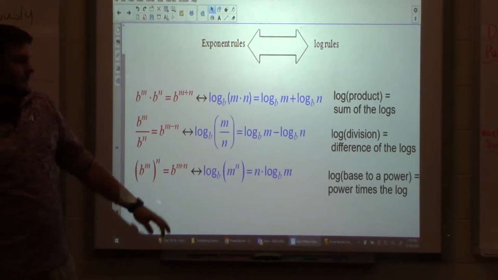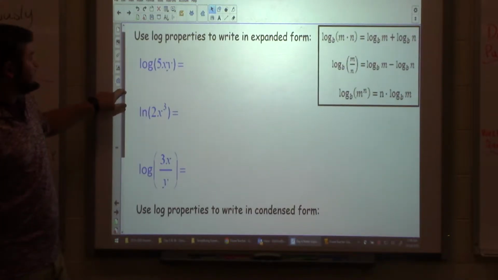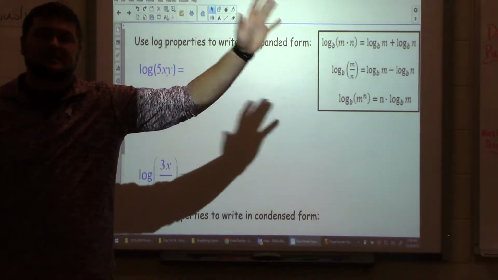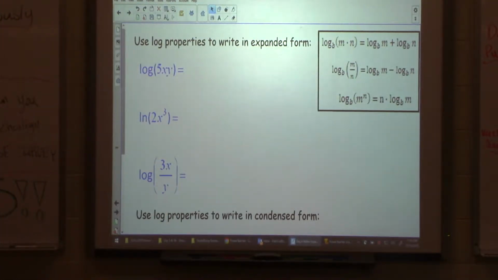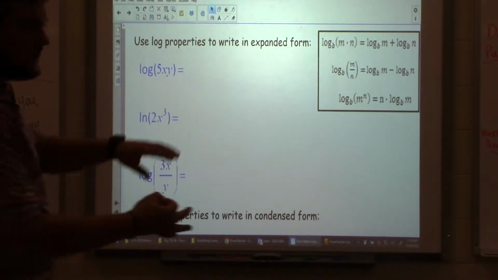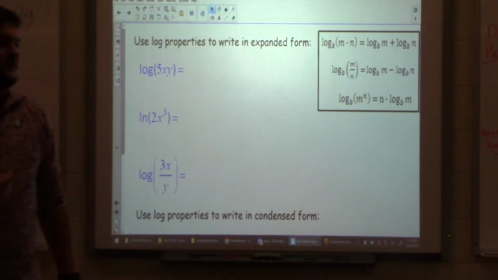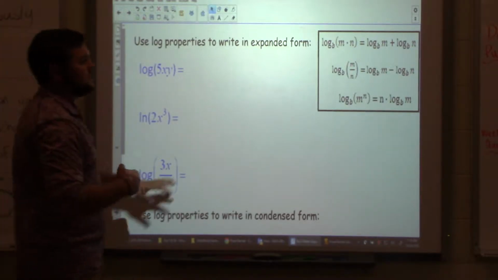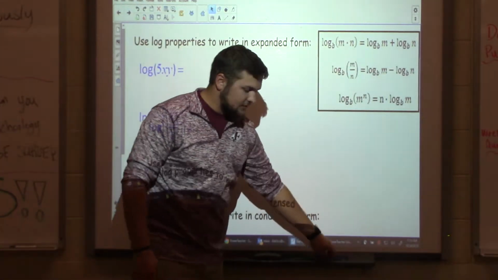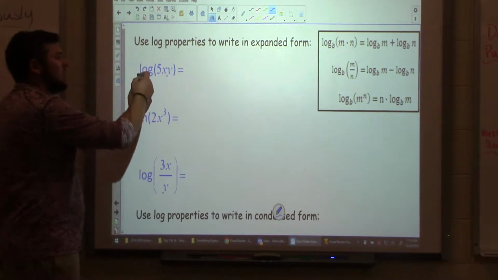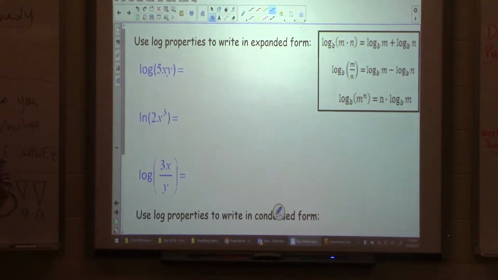Ready? Okay. So we were talking about expanding. We want to write these logs in expanded form, which means we're going to take any multiplication, turn it into addition. Take any division, turn it into subtraction. Take any exponent and move it out front in front of the log. So here are our three rules. Our first problem says log of 5xy. In other words, log of 5 times x times y.